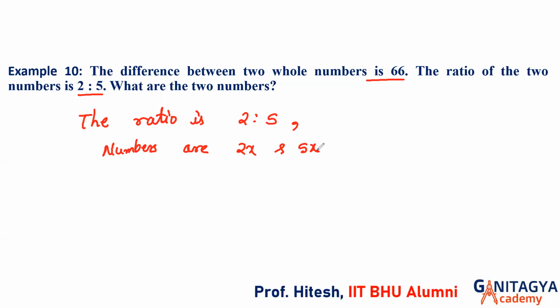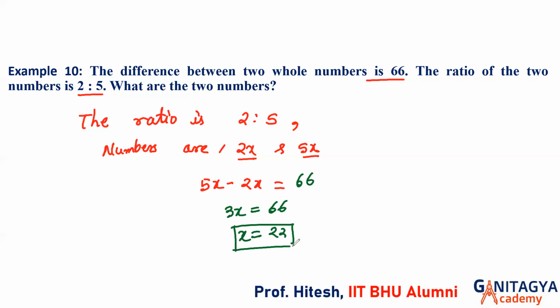Okay. So now the question is, the difference between two whole numbers is 66. So definitely 5x will be more than 2x. So 5x minus 2x will be 66. So can I write 3x is equal to 66 and x will be 22. Understood? So we just have to confirm whether we are correct or not. So x is 22. So 2x will be 44.